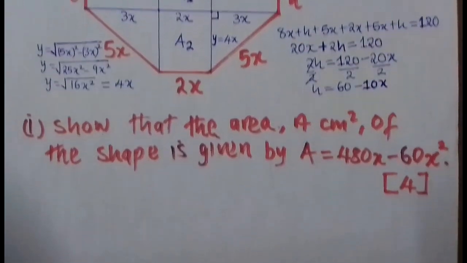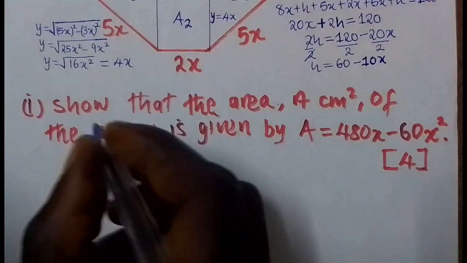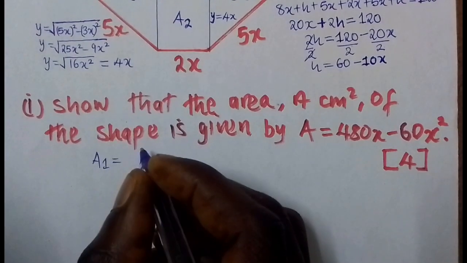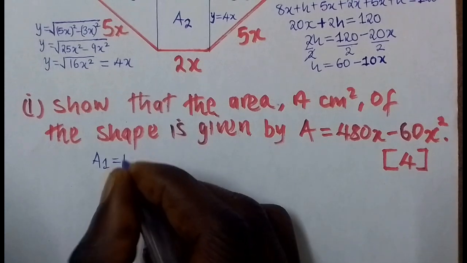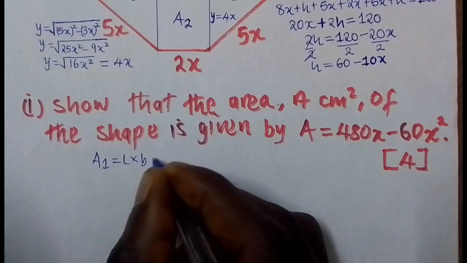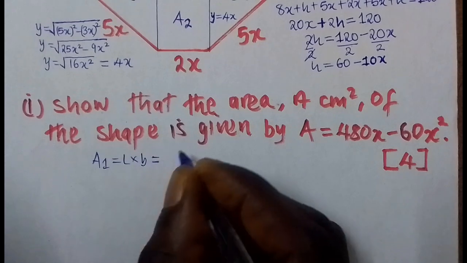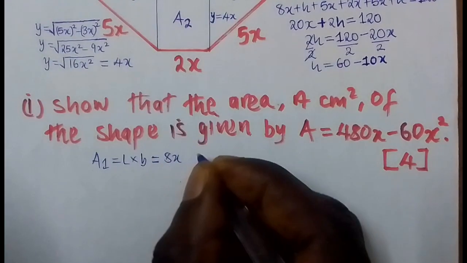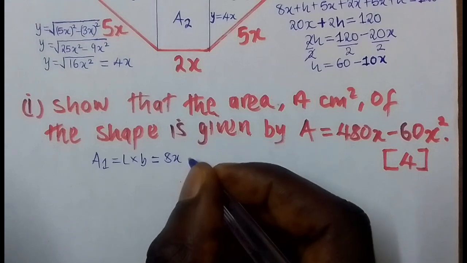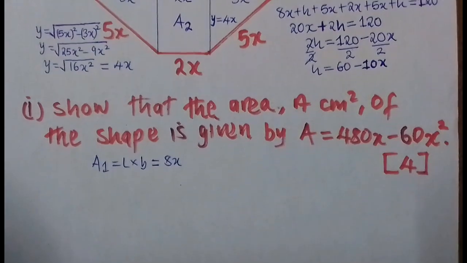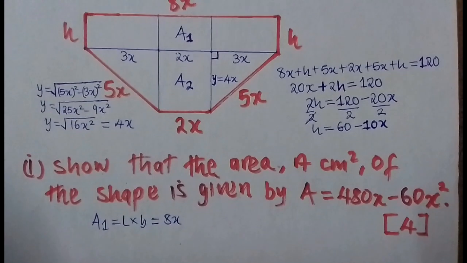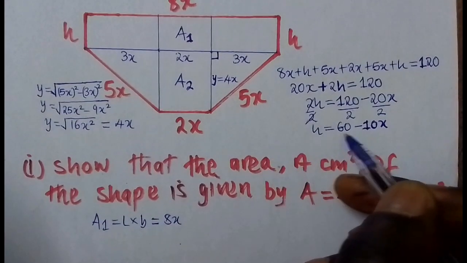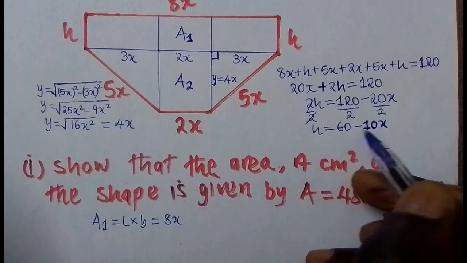So area 1 is equal to, since it is a rectangle, we multiply L times B. On L, the longest side is 8x, so we say 8x multiplied by the short side h. But h was expressed in terms of x, so here we're dealing with 60 minus 10x.